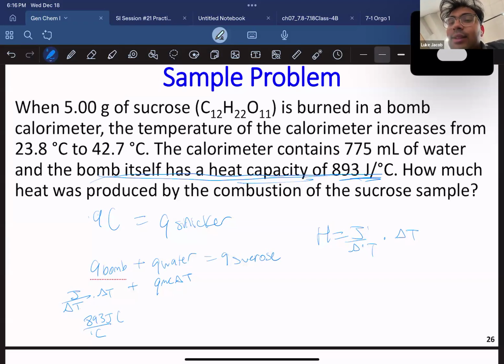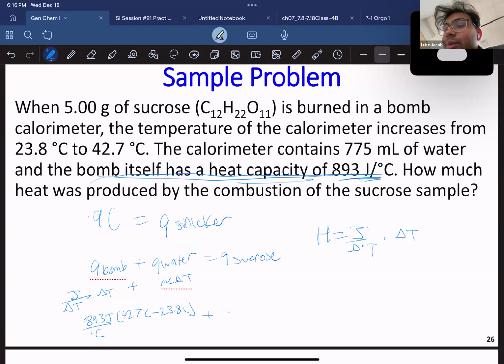And the delta T would be temperature final minus temperature initial, which would be 42.7 degrees Celsius minus 23.8 degrees Celsius. Plus, this one now is the water. Sorry, we don't do Q equals MC delta T, we do MC delta T. That would equal the amount of joules.